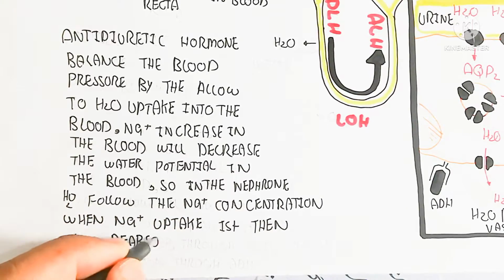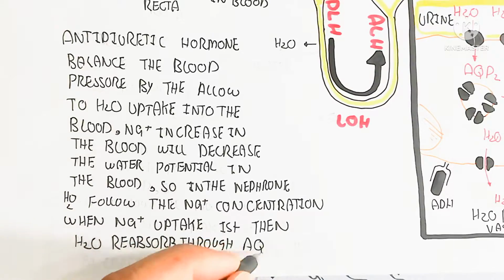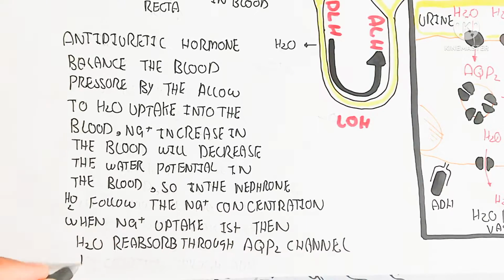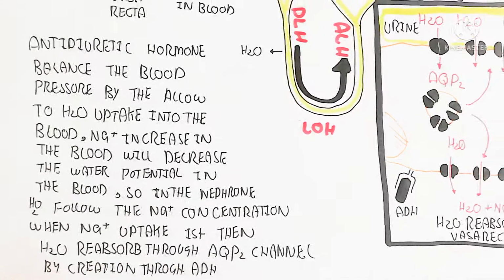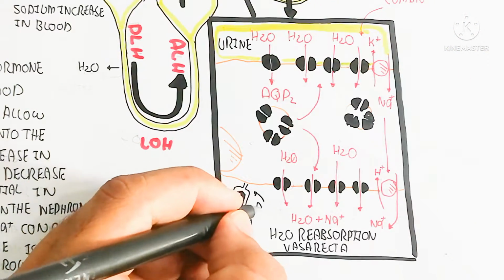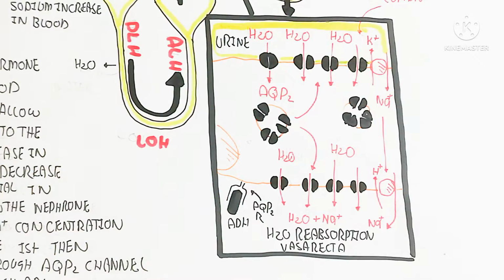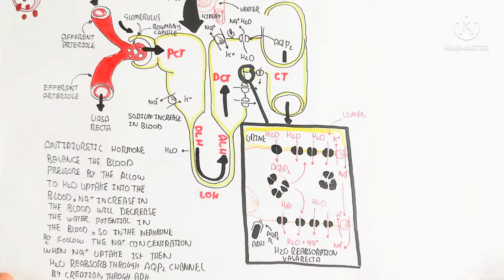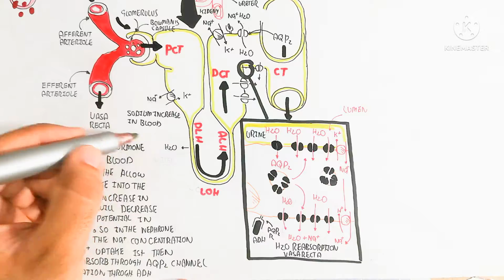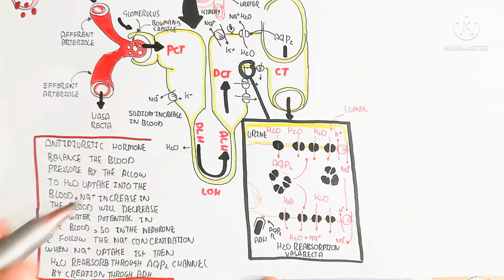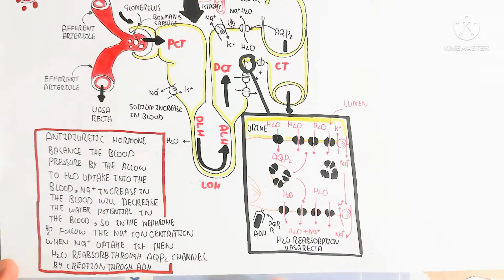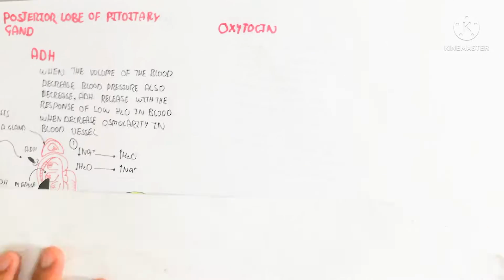When the blood pressure decreases, water is absorbed due to the sodium absorption, which will lead to again increase the blood pressure. While when there is high blood pressure, the antidiuretic hormone will not be released. In this way, the water will be excreted from the urine. So I hope you make sense about that.